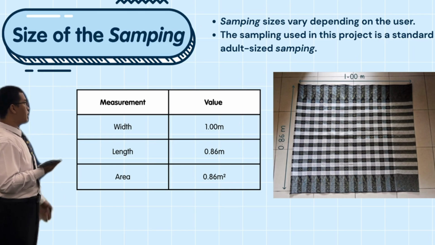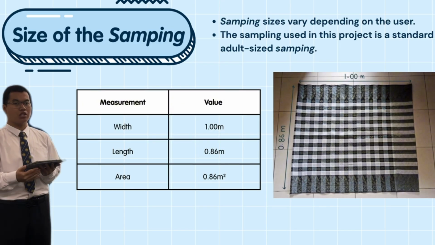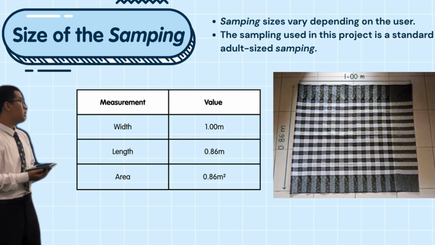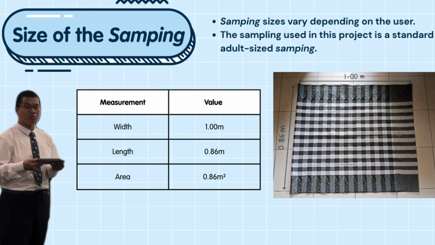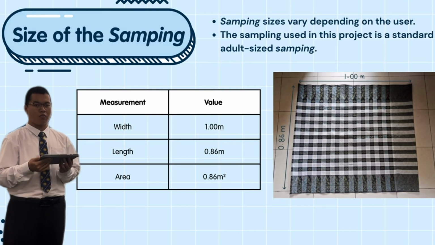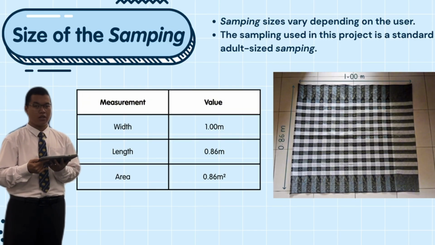Alright, the size of the samping that we chose is the normal standard adult size samping. It actually depends on who the user is. For this samping that we've chosen, the measurements are a width of 1.00 meter, a length of 0.86 meter, and an area of 0.86 meters squared.